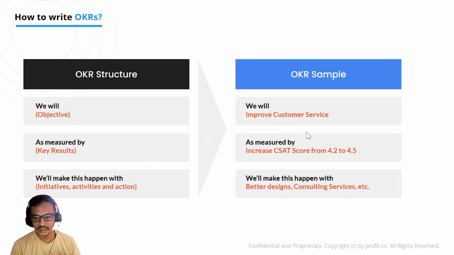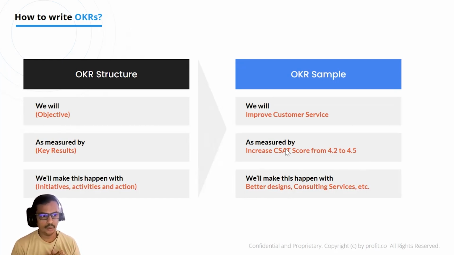So how are you going to make this happen? This is not in your control. Increasing customer satisfaction score is not in your control. Your customers will have to rate you better. So in order for your customers to rate you better, you are going to do better services within your organization to increase the customer satisfaction score. These are the things that are in your control. So these are the things that you are going to do to achieve your business success.